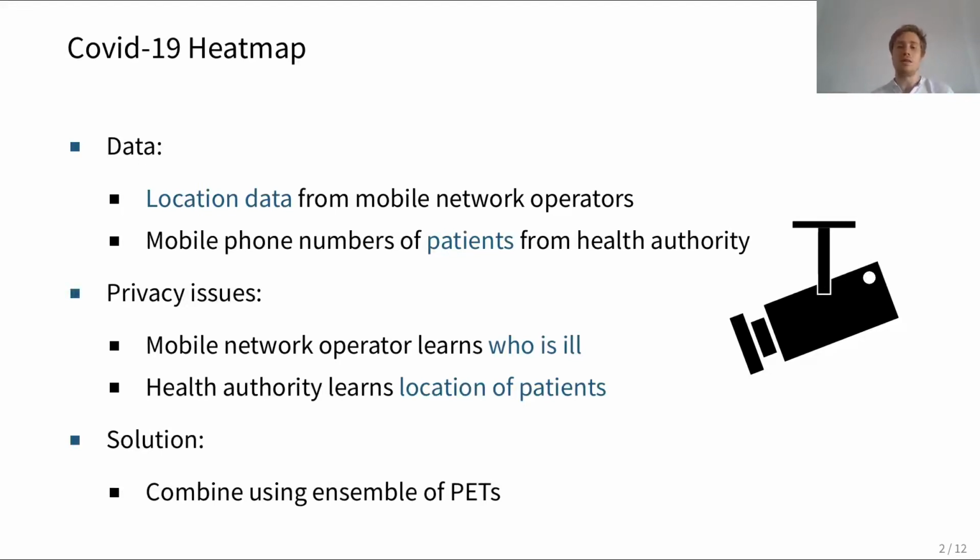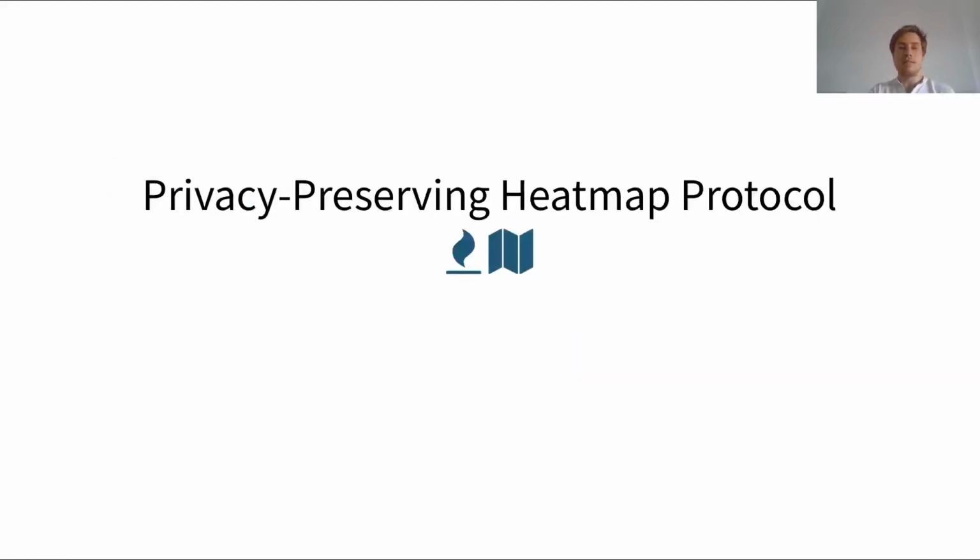So our goal was to construct a protocol which on one hand produces this heat map that we want to create, and on the other hand protects both of these data sets. So we do not want to give anyone the ability to learn who is actually infected with the disease, and on the other hand, we do not want to give anyone a tool to track the location of any individual. So now let's have a look at how we achieve this privacy-preserving heat map protocol.